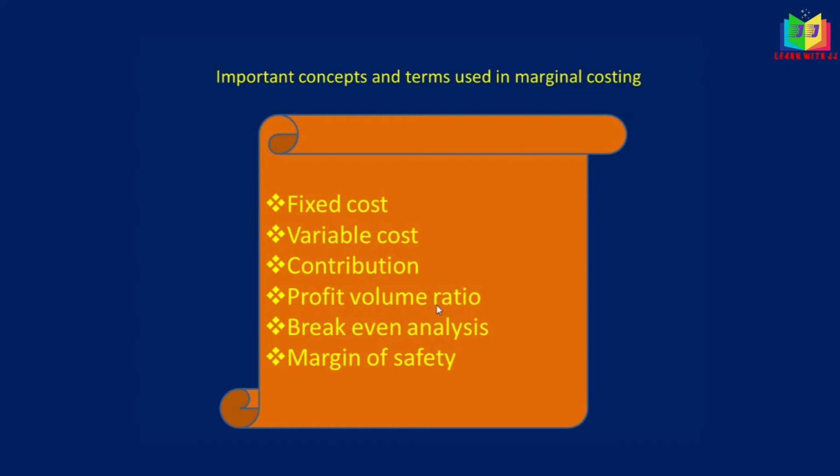This is the ratio between contribution and sales. This ratio is very important for analyzing the relationship between the sales and contribution. This helps in comparing the profitability of various products. The next one is break even analysis. This explains the relationship between the revenue and cost. Margin of safety is the difference between actual sales and break even sales, and this margin of safety indicates the safety margin available to the firm.